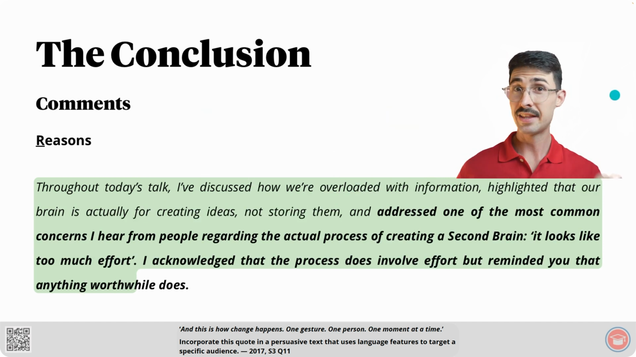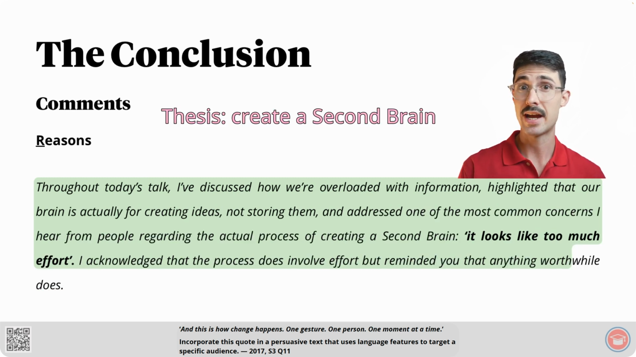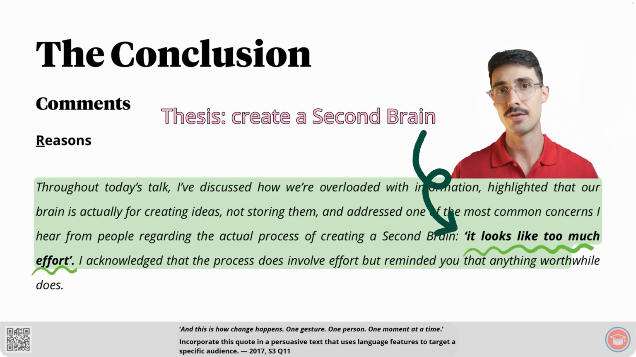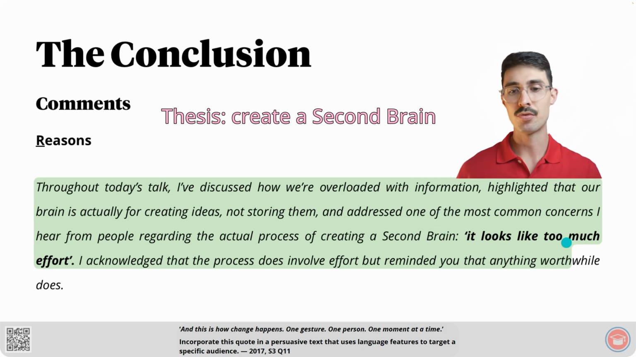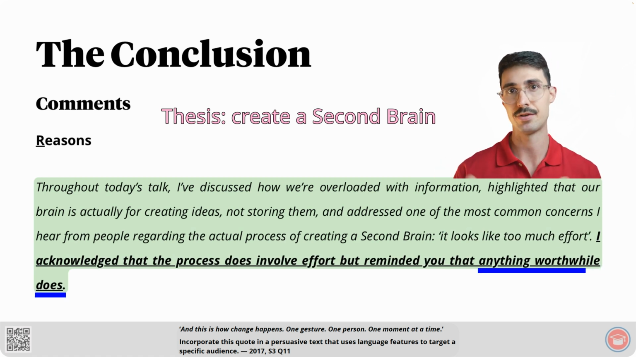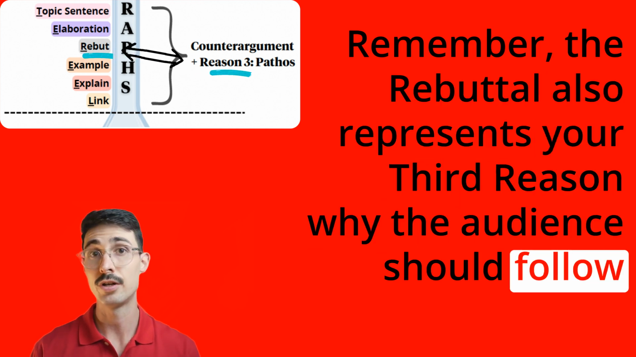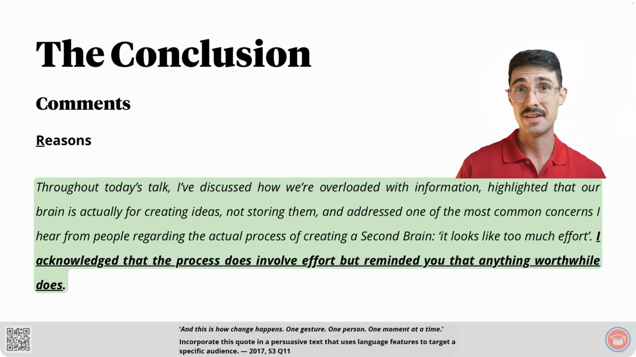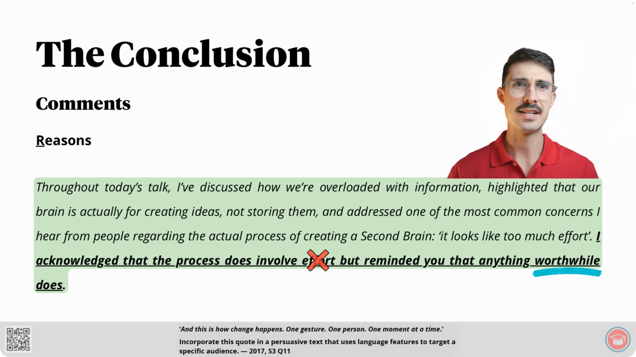In this conclusion, I've acknowledged a counter-argument. My thesis is that the audience should create a second brain. I've imagined my audience having the following objection to my overarching argument, which is that it looks like too much effort. So here I am restating what the counter-argument is, and I'm restating my rebuttal to that counter-argument. Remember, the rebuttal also represents your third reason why the audience should follow your thesis. So my rebuttal and third reason is, yeah, it does create effort, but anything worthwhile takes a lot of effort. And if something is worthwhile, the amount of effort it takes to get it is pretty redundant.